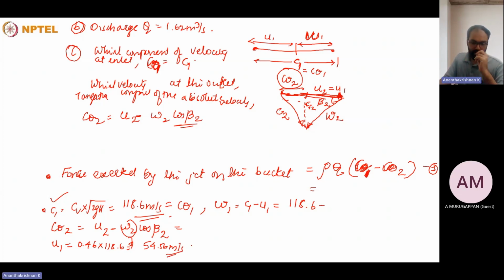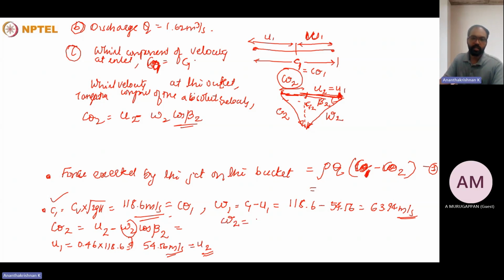Since the blade velocity or the bucket velocity is taken at the mean pitch circle diameter, u1 is equal to u2 at the inlet and exit. So we can get the value of 118.6 minus 54.56. We'll get it around 63.94. That is the relative velocity at the inlet.